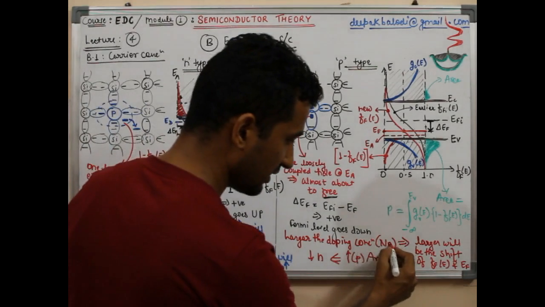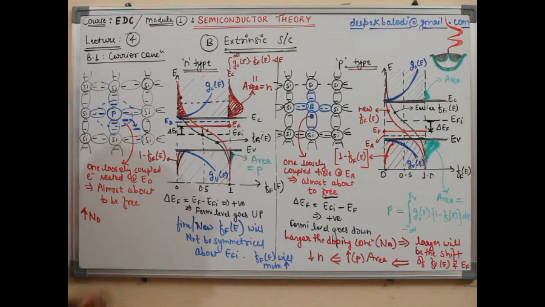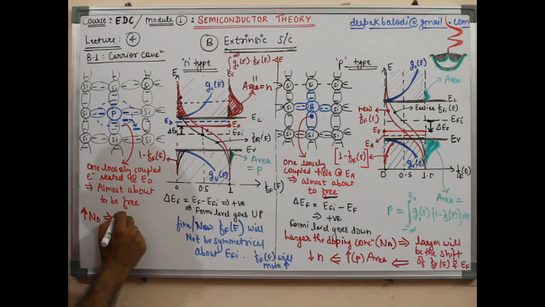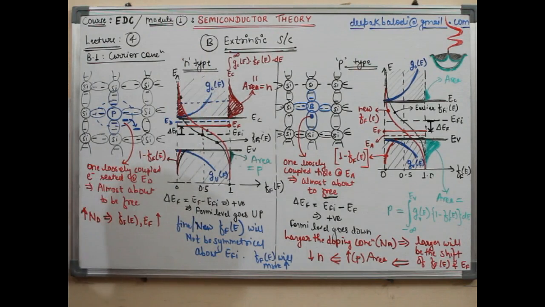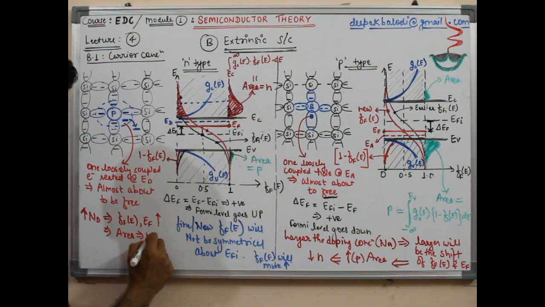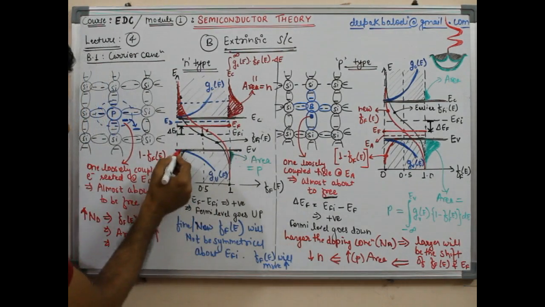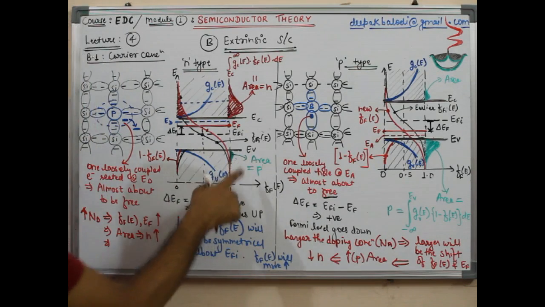Here we indicated with NA, number of atoms per centimeter cube. A for acceptor atoms impurity, D for donor atoms impurity. So with larger and larger ND, from light doping to moderate doping to heavy doping, if we keep on increasing it, the newer FFE and EF will keep on increasing upwards. As they keep on increasing upwards, the area under the curve, which is the indication of N, will increase. And if it goes further up, this will further become smaller, and therefore 1 minus FFE will become smaller and smaller.